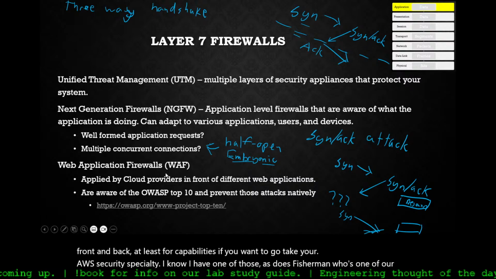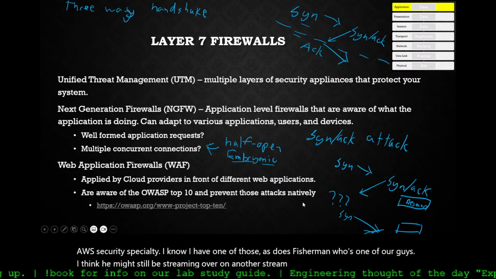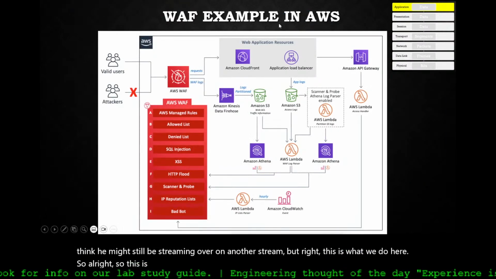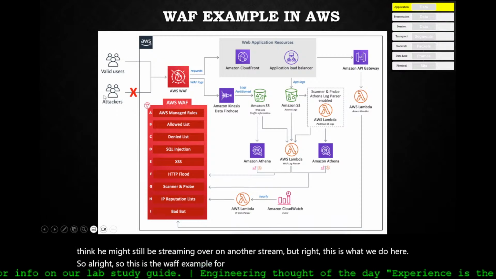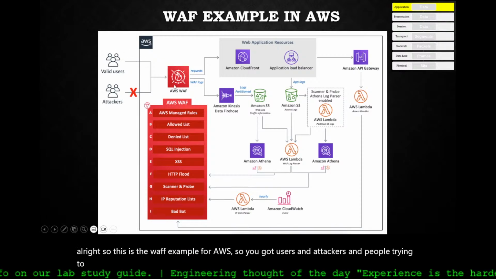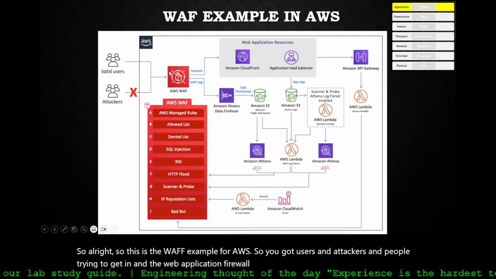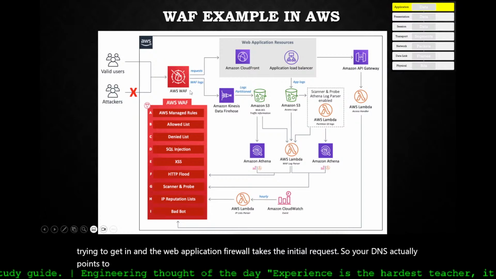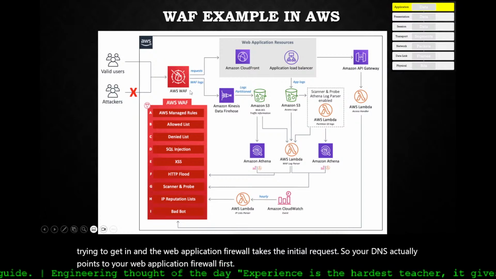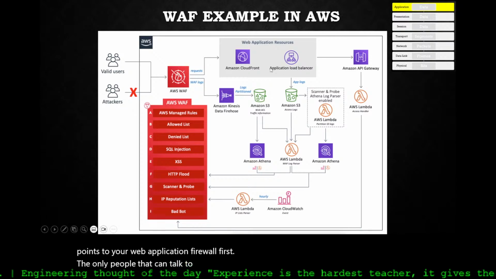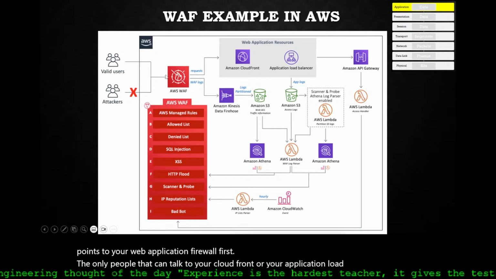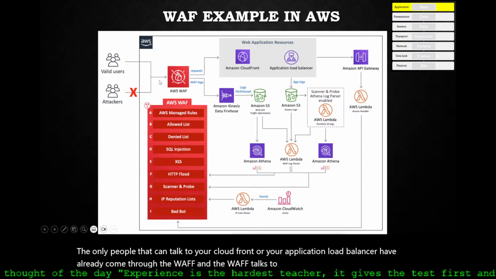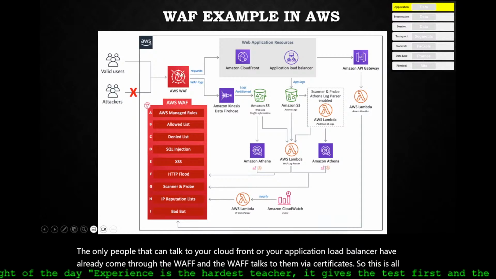I think he might still be streaming over on another stream, but right, this is what we do here. So, all right, this is the WAF example for AWS. So you've got users and attackers and people trying to get in, and the web application firewall takes the initial request. So your DNS actually points to your web application firewall first. The only people that can talk to your CloudFront or your application load balancer have already come through the WAF, and the WAF talks to them via certificates. So this is all trusted certificate traffic here.